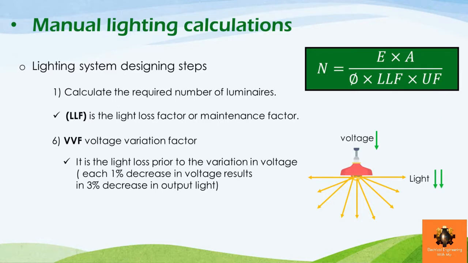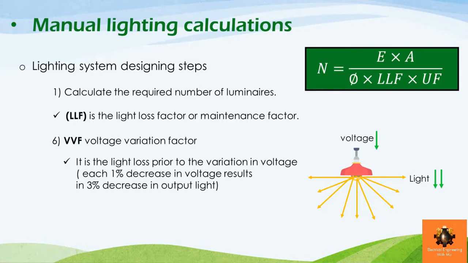And this is because each 1% decrease in the input voltage results in a 3% decrease in the output light. So it has a larger effect of decreasing the output light, which is about 3 times the decrease of the input voltage. And for that reason, the voltage is an important factor which we must keep at a constant value, so as not to affect the output lighting system or the output lumens.